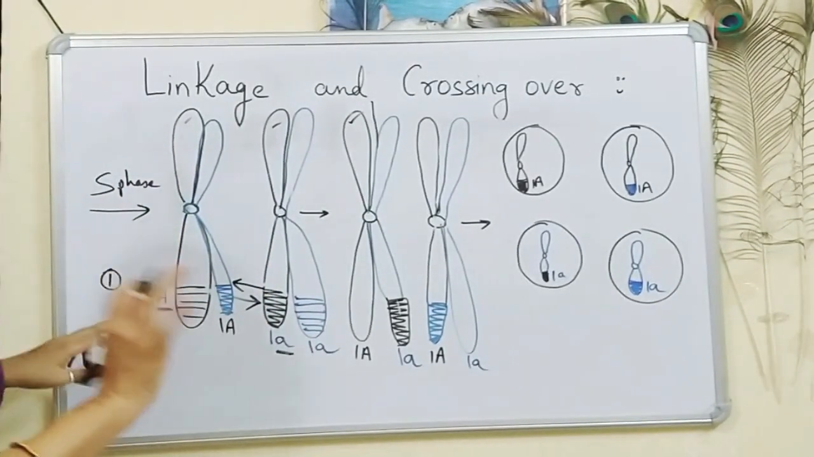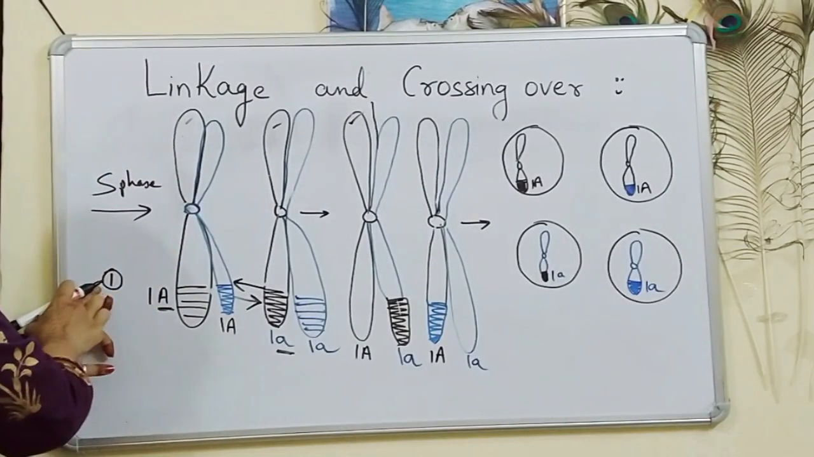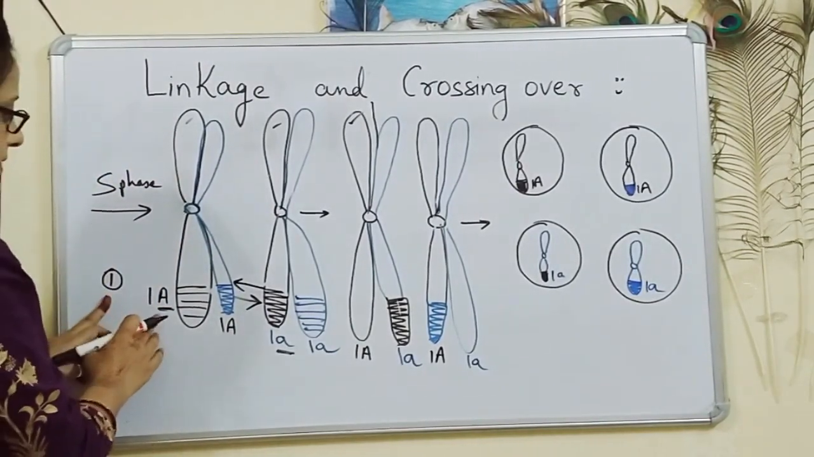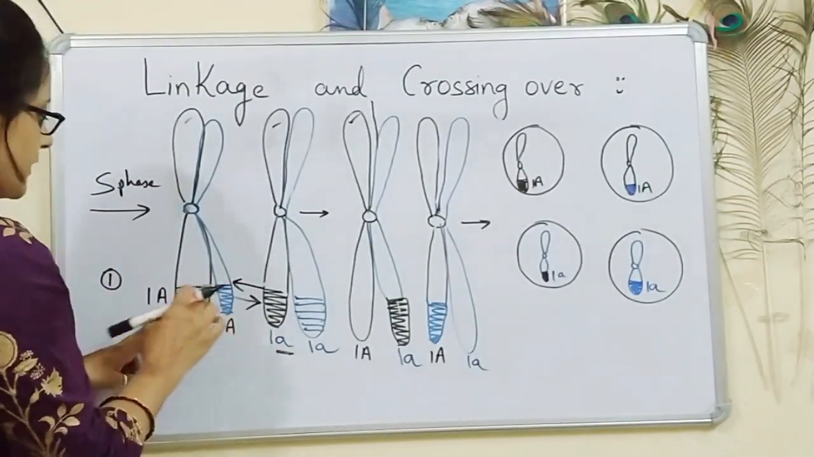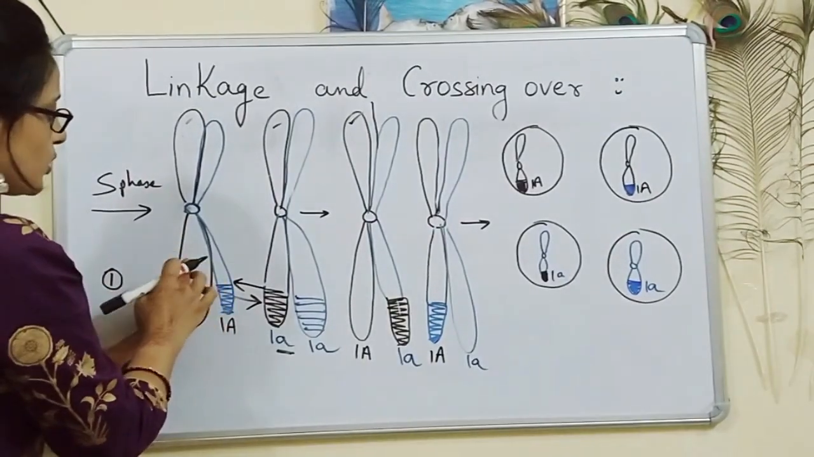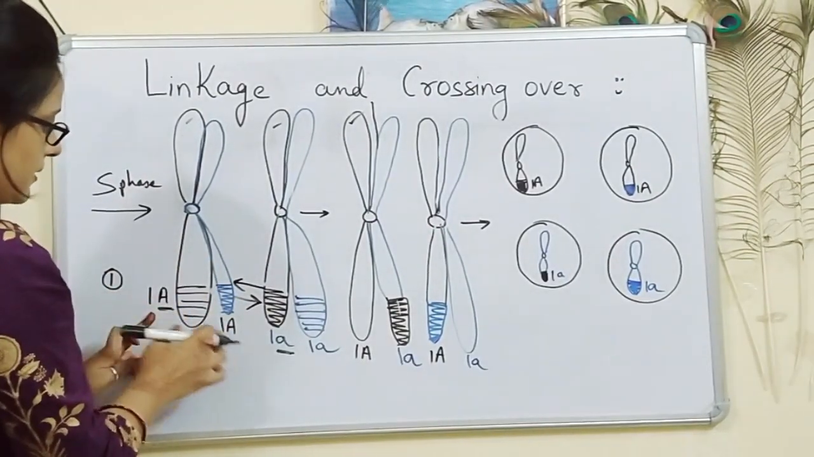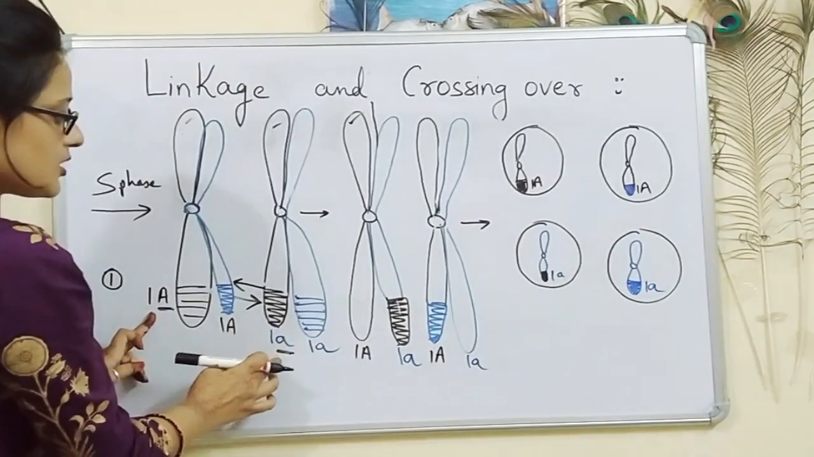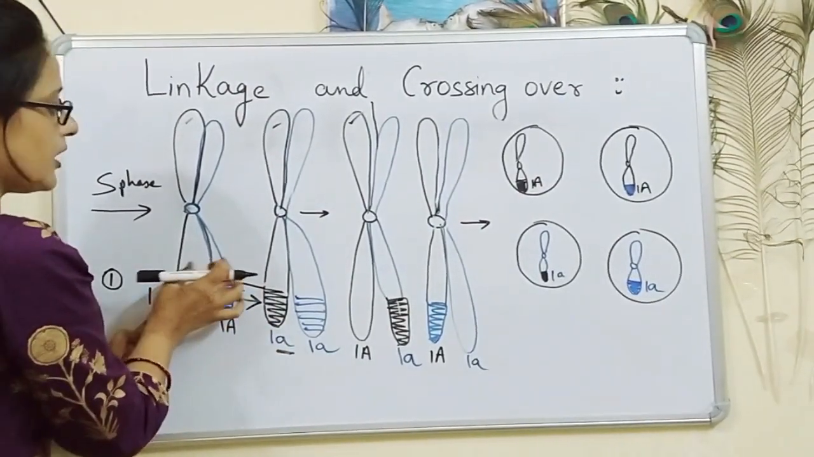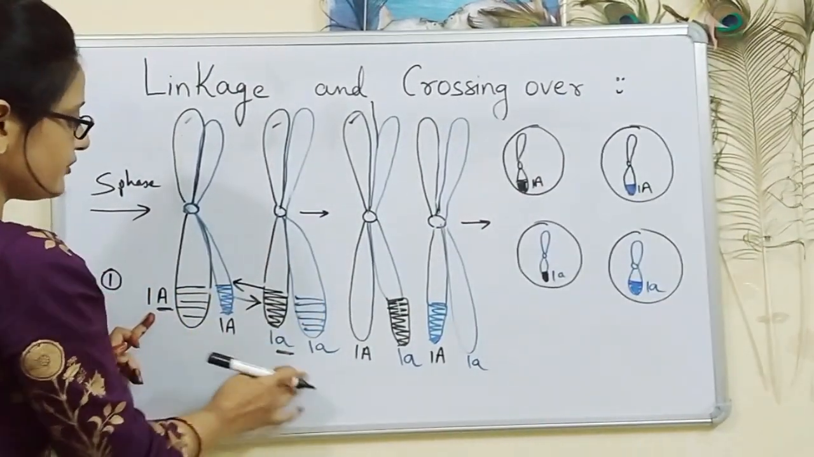I have taken the example of gene 1. This gene 1 has alleles capital A and small a. As these both are sister chromatids, the same alleles are present. These both are also sisters, so the same alleles, and these two are non-sister of these two, so different alleles are present.